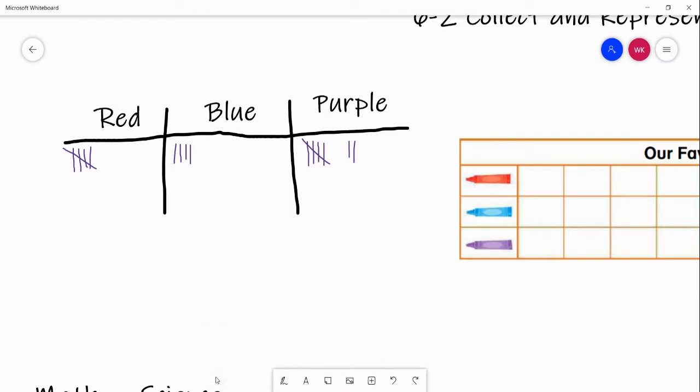So I just collected data from my class, right? So I asked everyone in my class, what is your favorite color? And I collected that data by making tally marks. Remember, this is a tally chart, and each tally mark represents one person's answer. So each tally mark is a person, what their answer is. So we have 5 people like red crayons, 4 people like blue crayons, and 7 people like purple crayons.